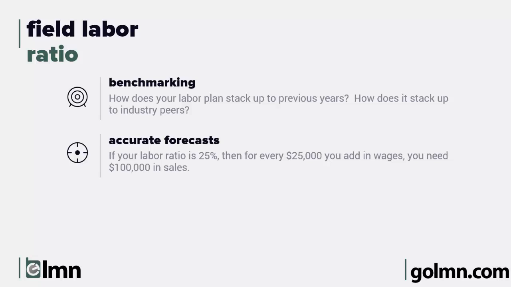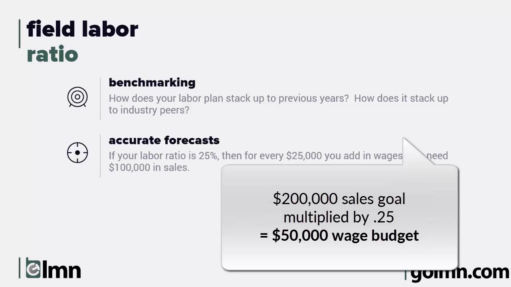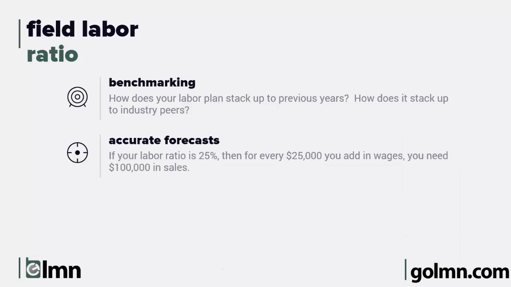It also will help you budget for the amount of labor you're going to need to increase your sales. So for example, let's say you're profitable, but you want to grow the company by $200,000. If your field labor ratio is 25%, then you know you're going to have to add about $50,000 in wages. 50,000 is 25% of your 200,000 in order to grow by that much.